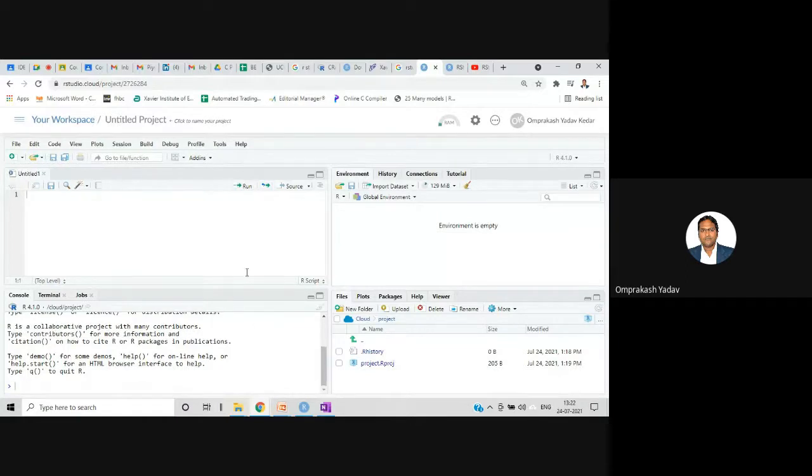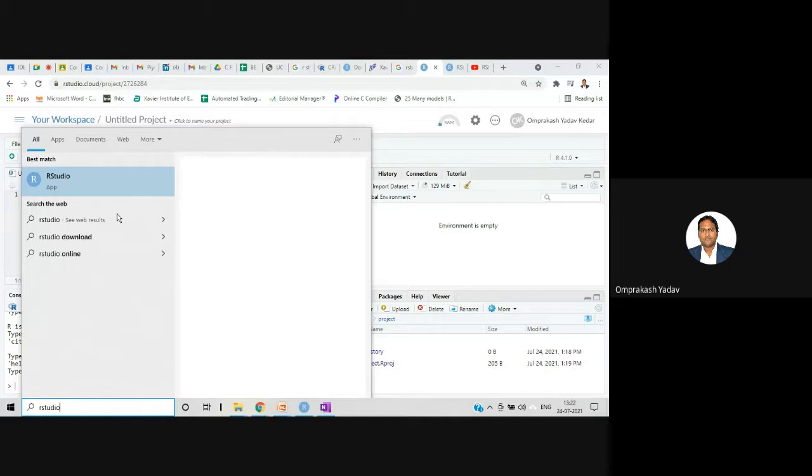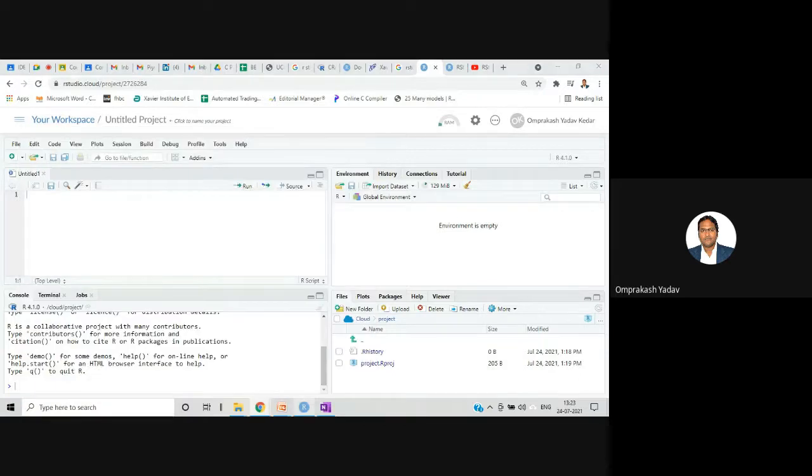So let me describe this to you. And now just see here the similarities. Now this is my software. I'm clicking on my software. How can I go to the software? I can search over here in the start. I can say RStudio, and then this particular icon will appear. I can just click on that after installation. After installation I can click on this, it will open, and I have already opened it.